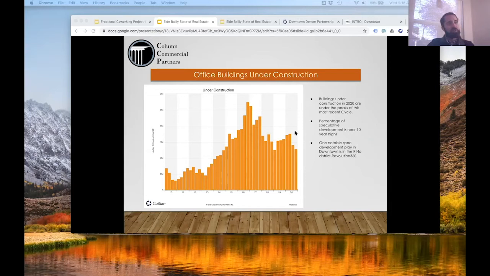So this chart is showing buildings that are currently under construction. So they've already begun. It's worth noting that new starts of construction are just over 100,000 square feet in this last quarter.